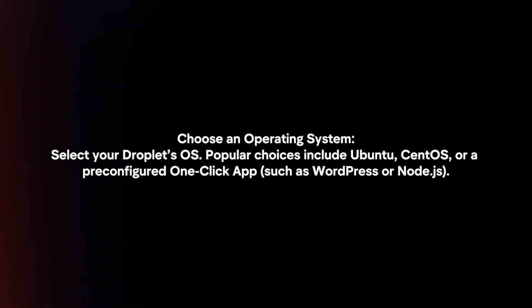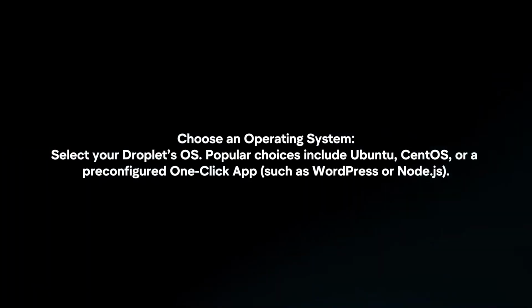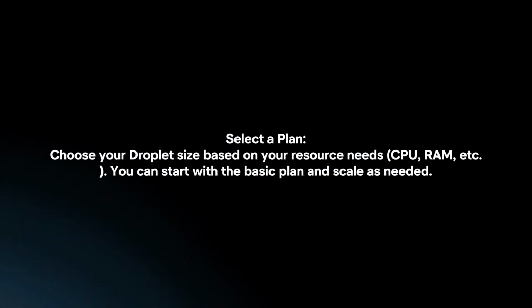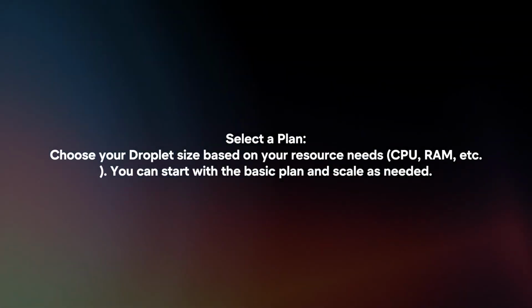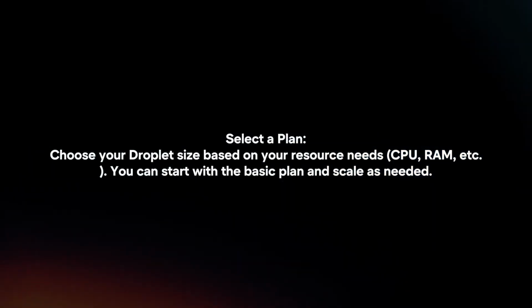Choose an operating system. Select your Droplet's OS. Popular choices include Ubuntu, CentOS, or a pre-configured one-click app. Select a plan. Choose a droplet size based on your resource needs. You can start with the basic plan and scale as needed.